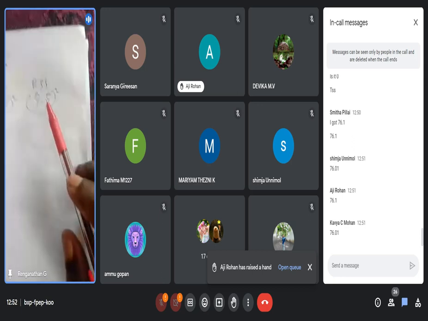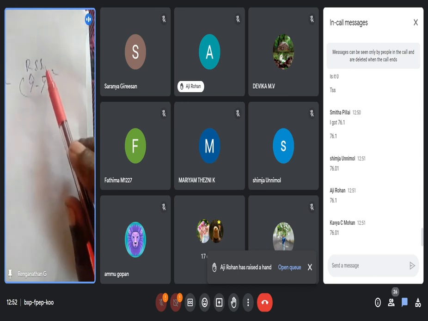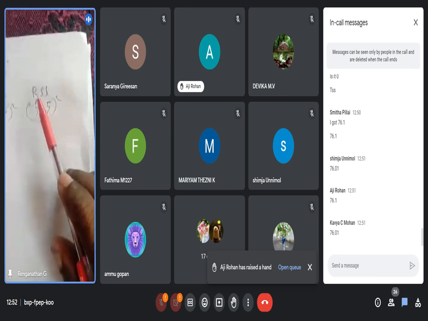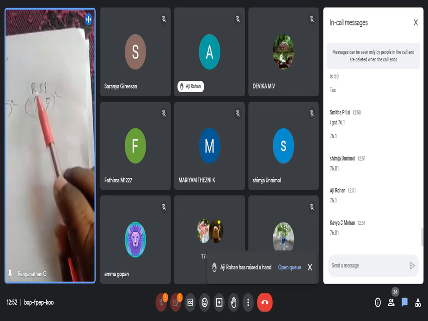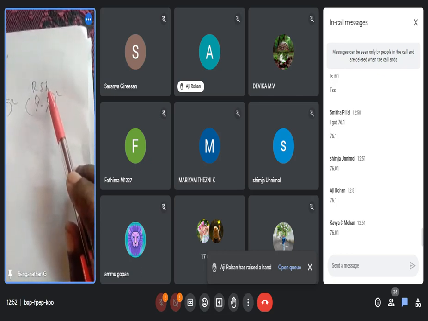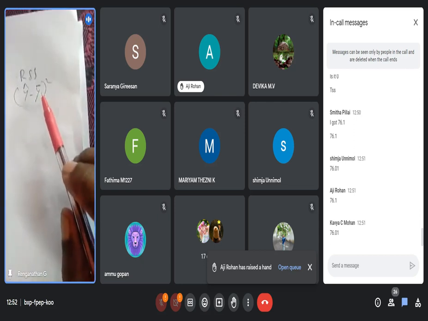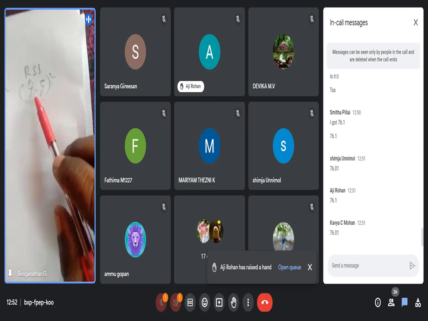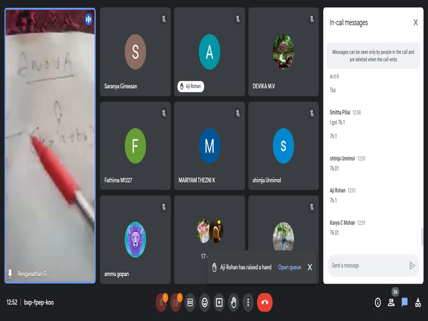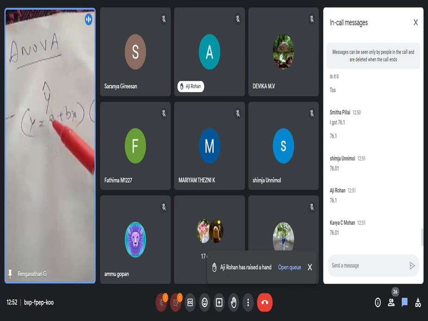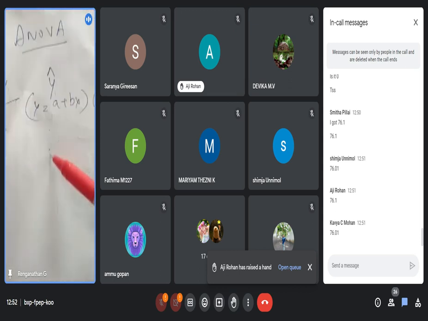Now come to the next column, which is RSS, written here. RSS means regression sum of square. The value that we found out by the regression equation is y cap, isn't it? Y cap values are there in the column. After y, there is a column y cap, which is found by using the regression equation. You remember that?